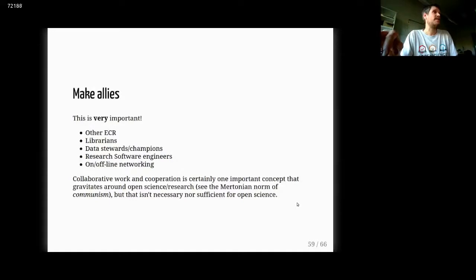A last piece of advice that is extremely, extremely important, and that is make allies, make friends. Other early career researchers, librarians, they have a really good understanding that we don't have as researchers. Data champions or stewards that are there to support managing your data in your institutions. Research software engineers. Try to network online and offline. I mean, collaboration, cooperation is, in my opinion, a very core principle of open and reproducible research. And again, let's think about the Newtonian norm of communism.